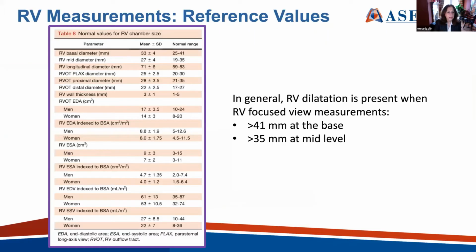In that chamber quantification guideline paper, there is a table that gives you the normal values for the right ventricular chamber size. And in general, so that you don't have to memorize every single image on here or every single number, as a general rule, looking at the RV focused view, a measurement greater than 41 millimeters at the base or greater than 35 millimeters at the mid-level suggests that the right ventricle is dilated.